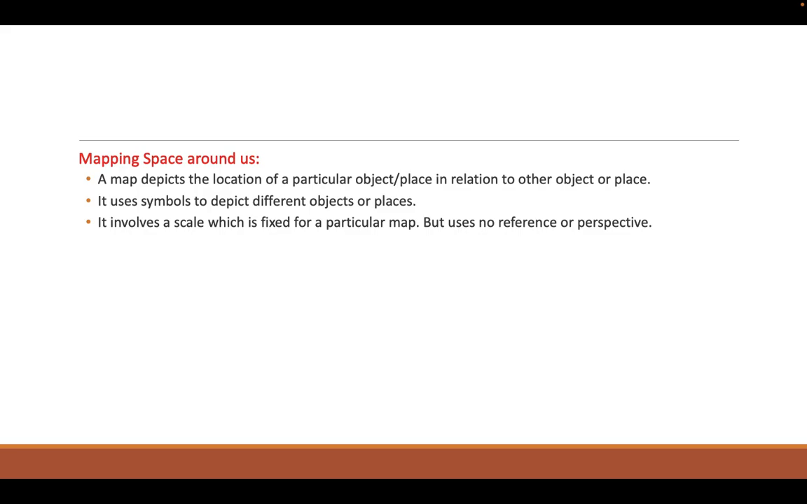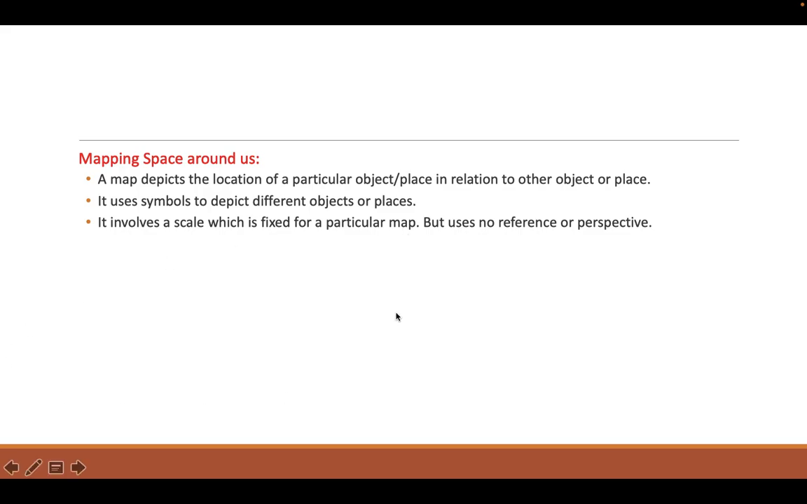Next one, mapping space around us. So what to map? Why? Because we need to know solid shapes. Then there is also something called a map, where we use maps to understand the location of different destinations. If you want to go somewhere, we can use a map. It helps us understand how to reach various destinations around us. A map depicts the location of a particular object or space in relation to other objects of space. That is the basic definition.